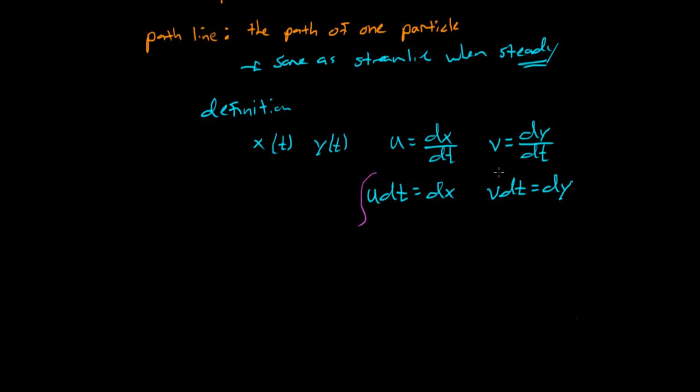And so if we have functions for u and v, we could integrate these with respect to time. Remember last time we were integrating with respect to space, and we end up with something that gives us a function x of time equals something, y is equal to something else, and this is the equation of the lines of motion of a single particle.